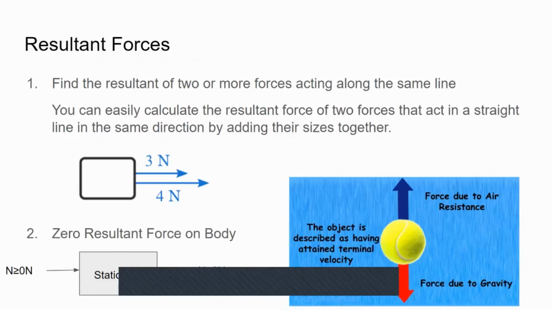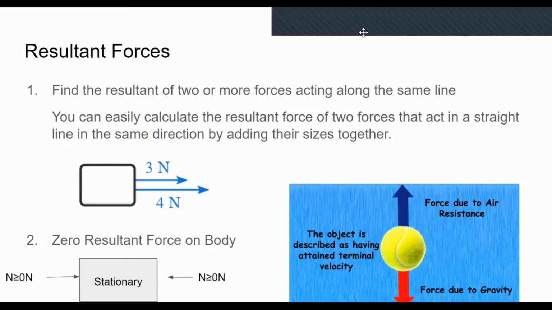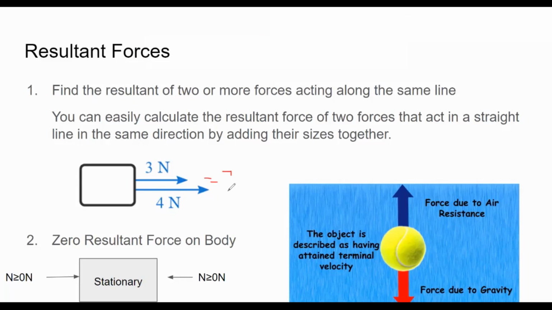Resultant forces. Find the resultant force of two or more forces acting along the same line. You can easily calculate the resultant force of two forces that act in a straight line in the same direction by adding their sizes together. So if it's 3 newtons to the right and 4 newtons also to the right, that means resultant force is equal to 7 newtons to the right.